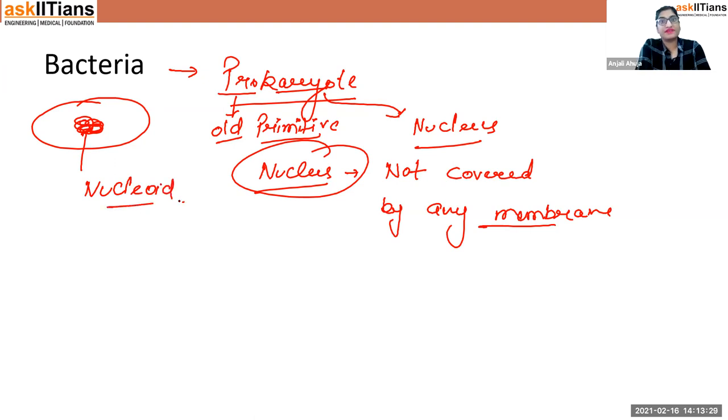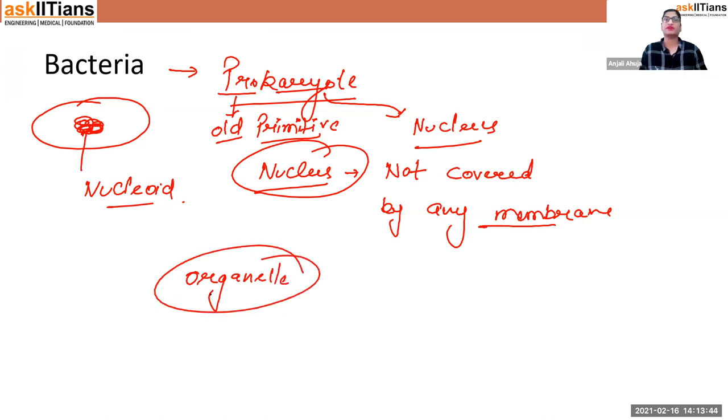Why is it known as a primitive cell? Because it doesn't have all the parts of the cell that a normal cell would have. For the word part, we actually say organelle. Like our body has organs, a cell has organelles. So there are many organelles present in the cells in us. But talking about a bacteria, which is like an old kind of cell, these organelles are mostly absent. Just a few are present.